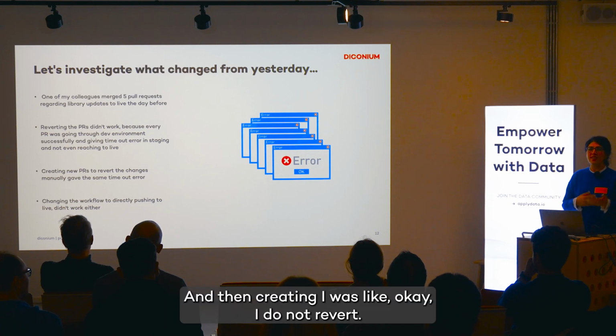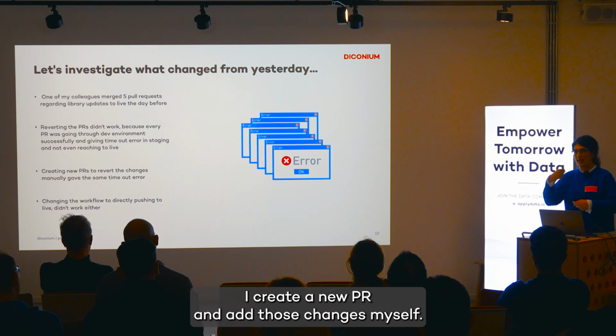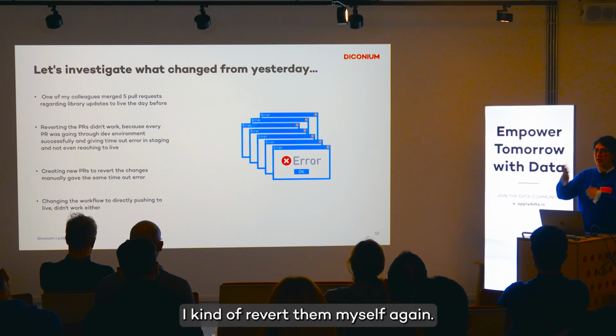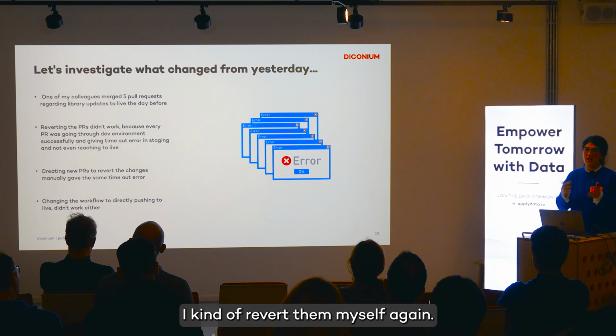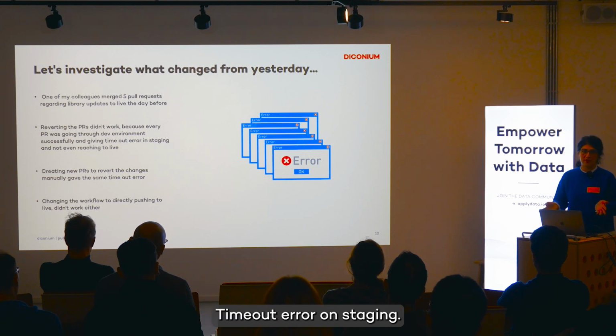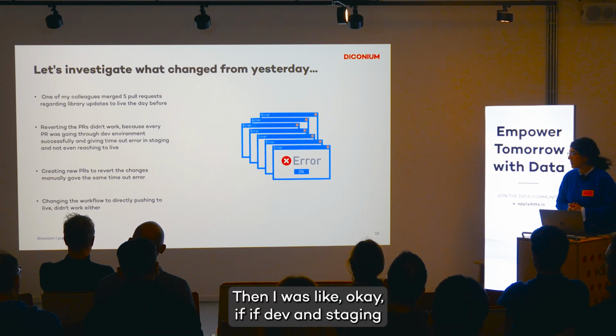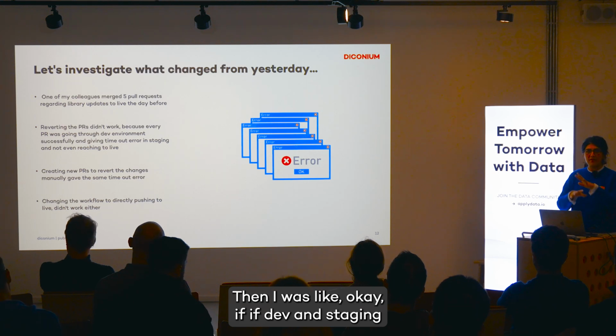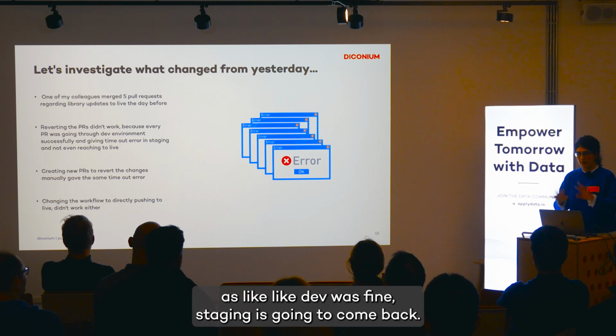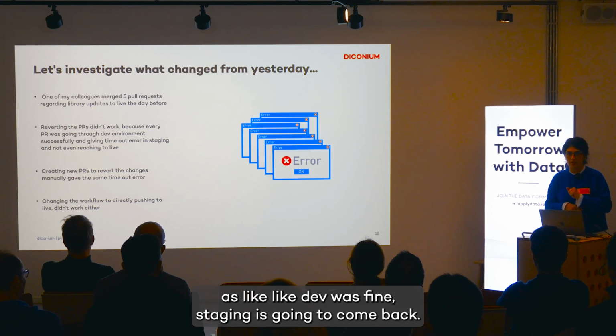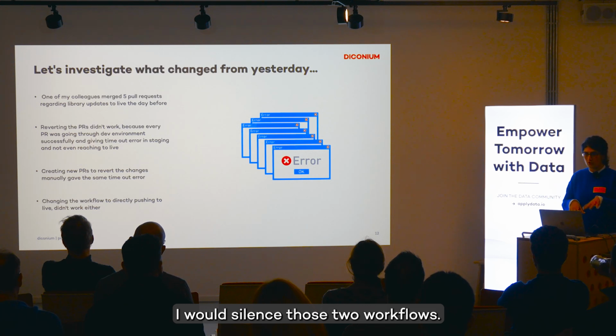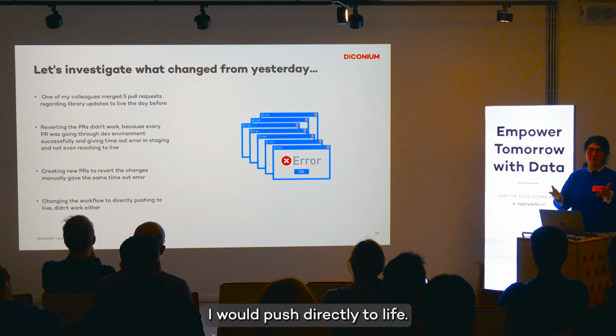And then I was like, okay, I do not revert. I create a new PR and add those changes myself, like kind of revert them myself. Again, timeout error on staging. Then I was like, okay, dev was fine, staging is going to come. I would silence those 2 workflows. I would push directly to live.